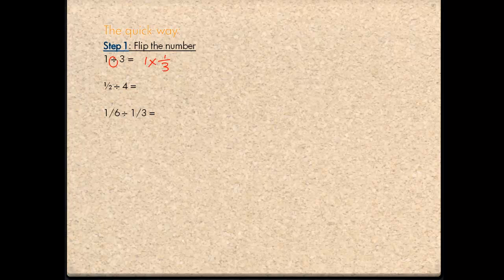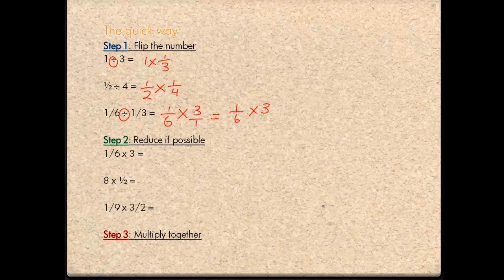1/2 divided by 4. So 1/2 stays as is. The division sign gets changed into a multiplication sign, and 4 gets changed to 1 over 4. Last but not least, 1/6 divided by 1/3. So that's 1/6, changing my division sign into a multiplication sign and flipping 1 over 3 upside down into 3 over 1, or just 3. So 1/6 times 3.